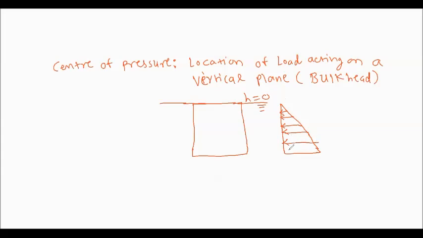It means at the top of the bulkhead where the free surface is, pressure will be 0, and at the bottom pressure will be maximum. Now we know that this pressure is distributing linearly from the top to the bottom, but the whole pressure, or you can say the whole load, is going to concentrate at some location of the bulkhead, and that location we are calling the center of pressure.